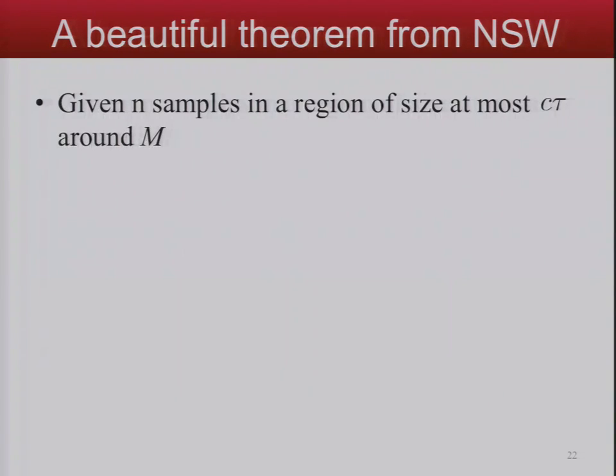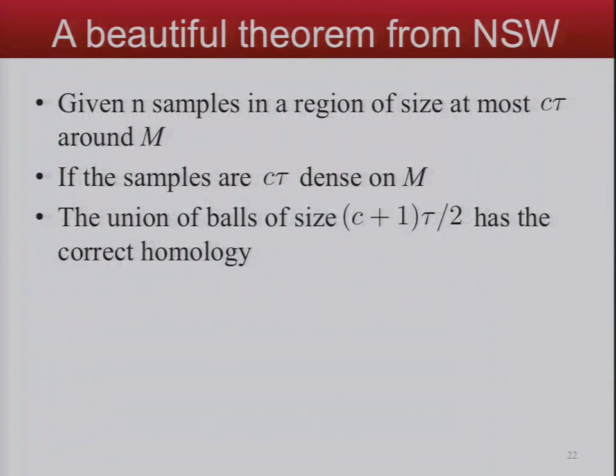What it says is essentially this. If I give you n samples in a very thin region around the manifold, and if these samples are very dense on the manifold, then just taking a union of balls around these points has the correct homology, and you can compute this via the standard Čech complex trick that I just showed you. And so what this does is that it moves all the randomness into the second part. The only thing you need to analyze is when the samples are sufficiently dense on the manifold.